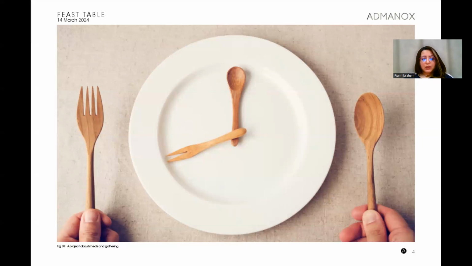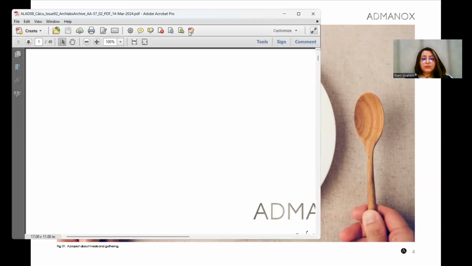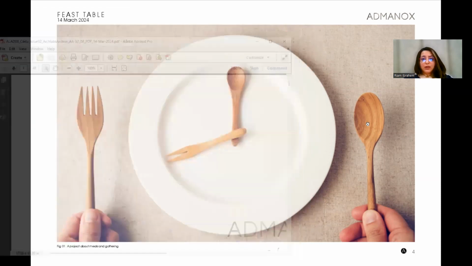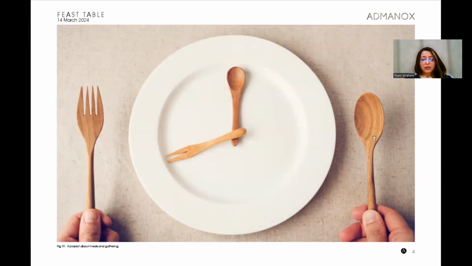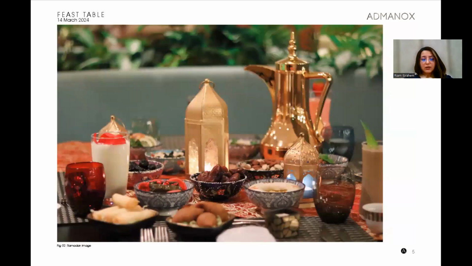As you know, the project talks about events and gathering around one meal. Like this time last year, it was Ramadan, and this is where this idea came from. It's an Islamic holy month, and people gather around one meal, invite other people to break their fast.